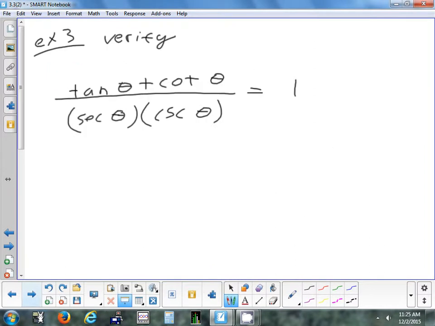Okay. All right, so tangent plus cotangent divided by secant times cosecant. Okay, so somehow that equals 1. All right, so this is the kind of problem where we get a lot of different things we could try first.